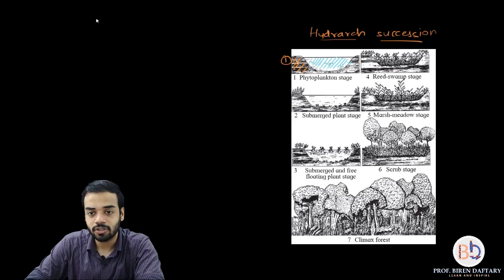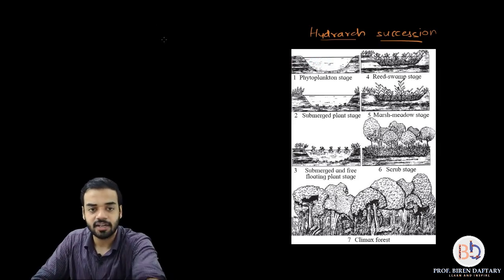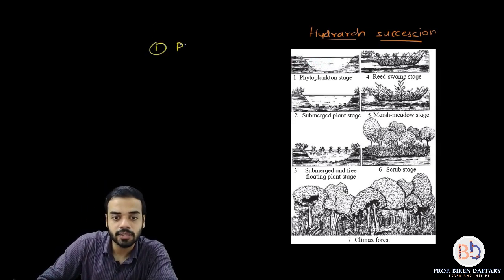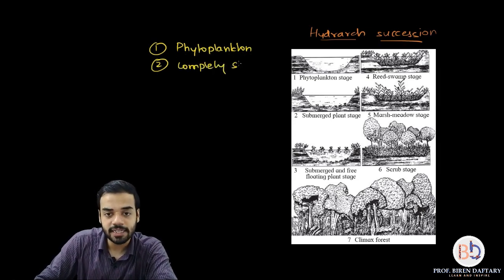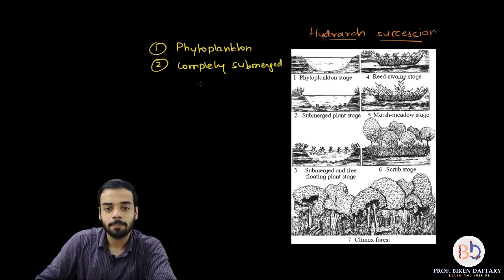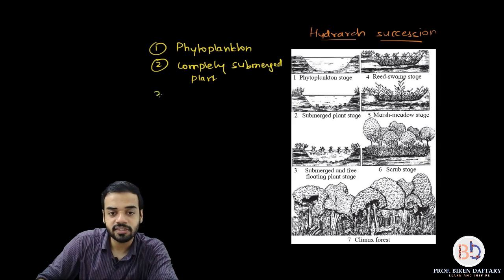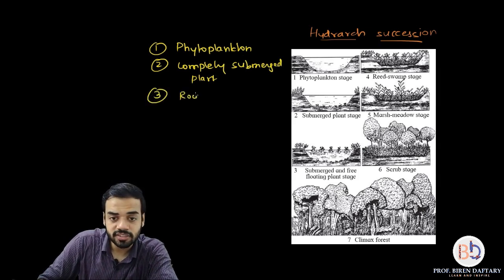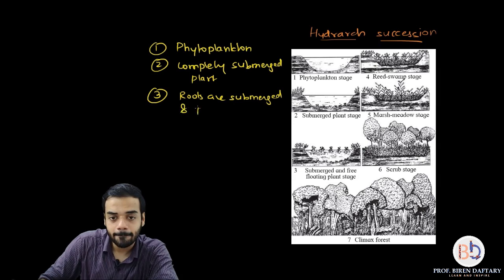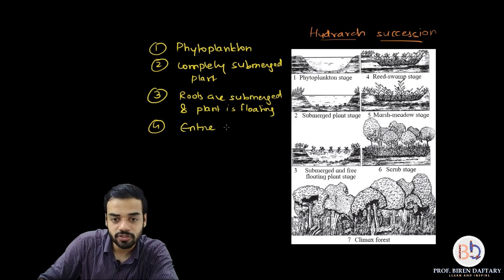Let me just undo all this. So the steps of hydrarch succession are: the first step is the phytoplankton stage. Second is the completely submerged, completely underwater plant stage. The third stage, which they have not shown in the diagram, is where the roots are submerged and the plant is floating. Correct? Then the fourth stage is where the entire plant with the roots is floating.